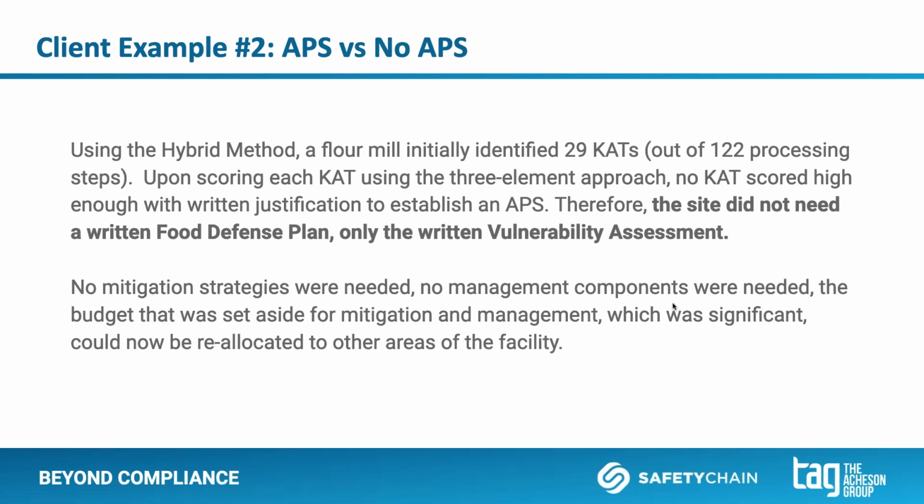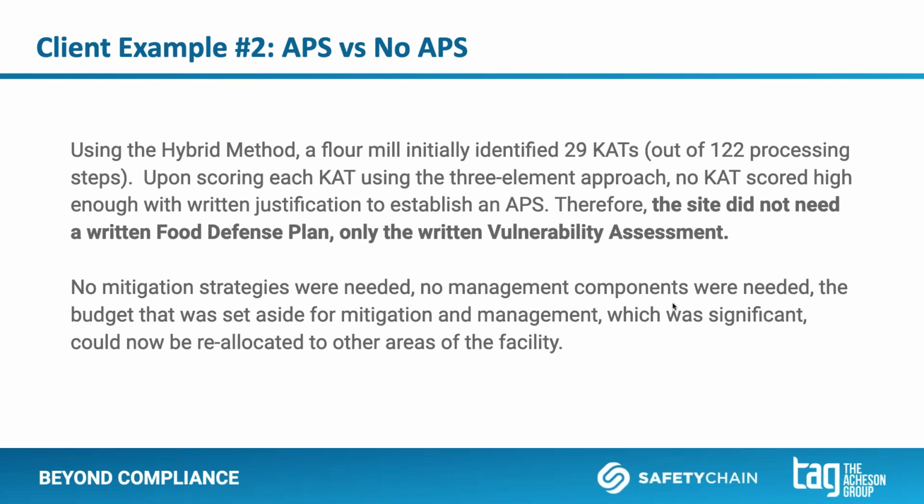Actual process step versus no actual process step. TAG worked with a flour mill, and they also used the hybrid method. They had 122 processing steps, and they said, we're just going to look and see which of those are CATs only by definition, and they identified 29 CATs. After they scored each of the 29 CATs using the 3-element approach, guess what? They found out not a single one, not one, scored high enough to become an actual process step.